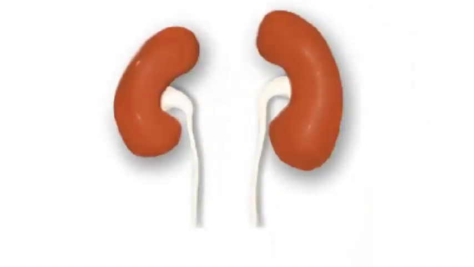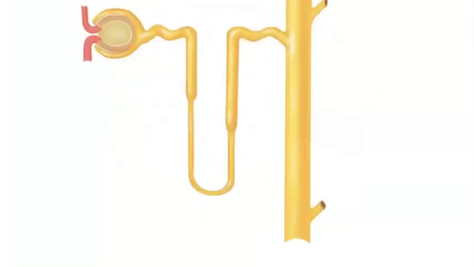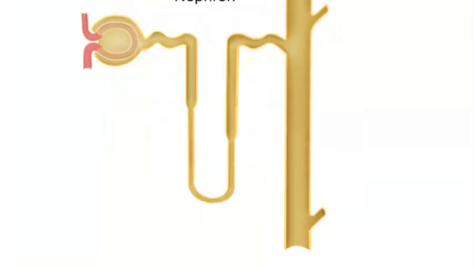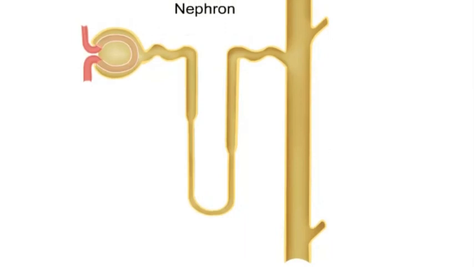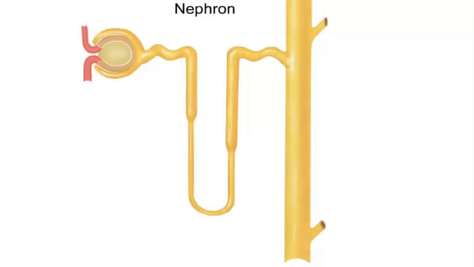Kidneys are bean-shaped organs that filter blood to regulate the level of waste, water, and salt in the body fluids. The nephron is the functional unit of the kidneys. It modifies the composition of blood and gets rid of body wastes and toxins in the form of urine.